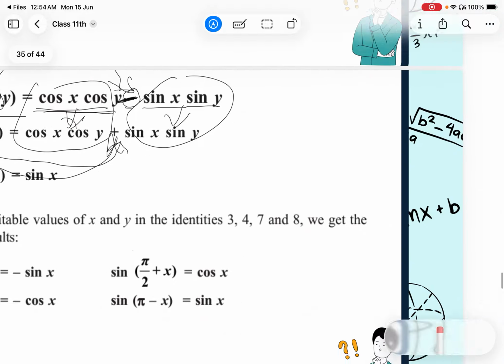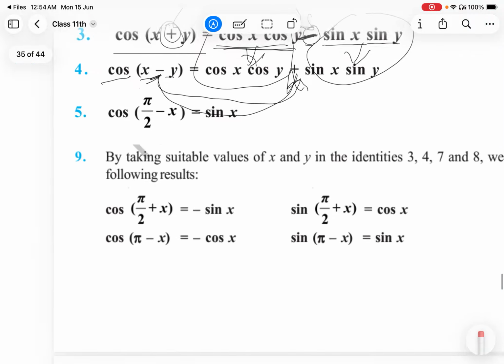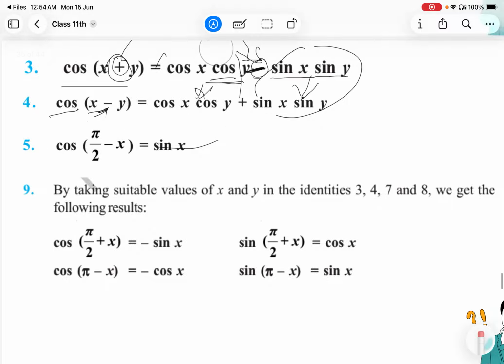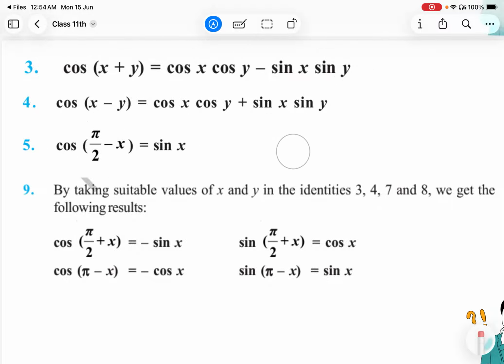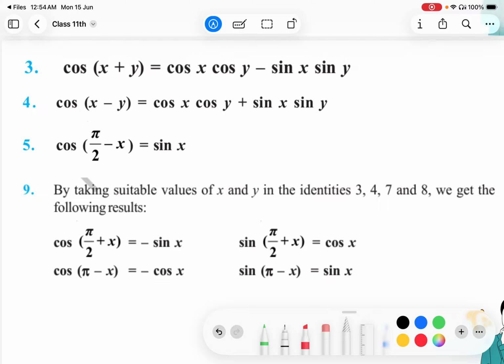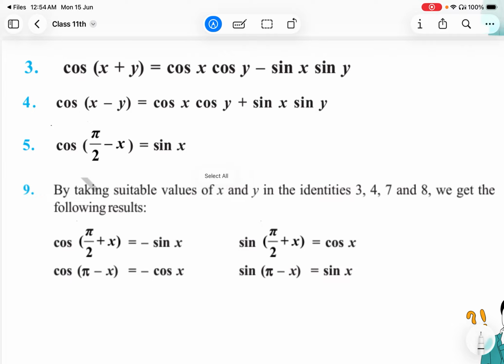So you have to memorize that cos(x + y) equals cos x cos y minus sin x sin y, and cos(x - y) equals cos x cos y plus sin x sin y. Now this is the logical function. There is also logic behind this that we will discuss later.